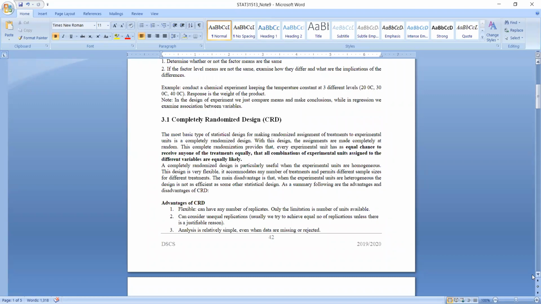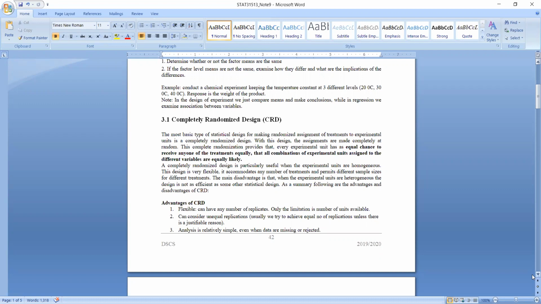So you need to have an equal chance to receive any one of the treatments. And also, when you take the combinations of these experimental units assigned to the different treatments, they should be equally likely. So that is how we conduct the completely randomized design. If you take the example that I just raised, you have 10 tomato plants and 2 fertilizers, so we are going to assign 5 plants to each fertilizer.